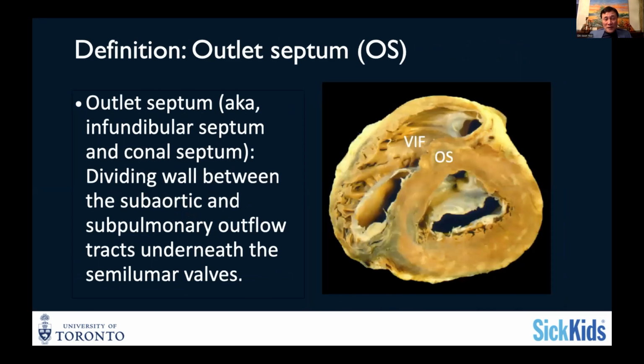What is the definition of the outlet septum? The outlet septum is also known as the infundibular septum or conal septum, and it divides the wall between the subaortic and the subpulmonary outflow tract. Of course, in normal hearts, that is between the right and left ventricles. However, if the outlet septum is deviated, it is either an exclusively right ventricular structure or a left ventricular structure. So the outlet septum is a ventricular structure, but can divorce one ventricle from the other. Okay.